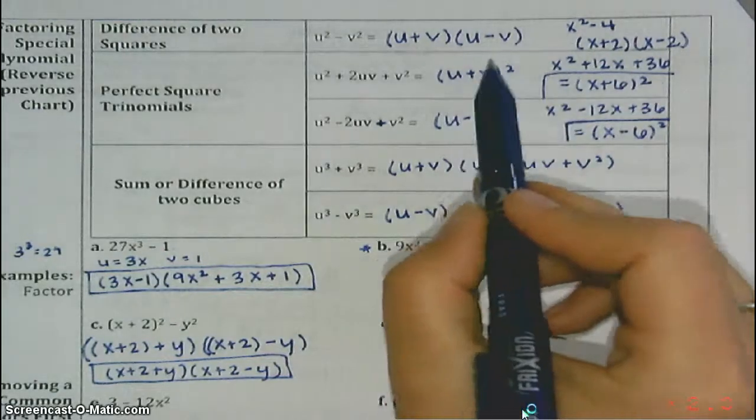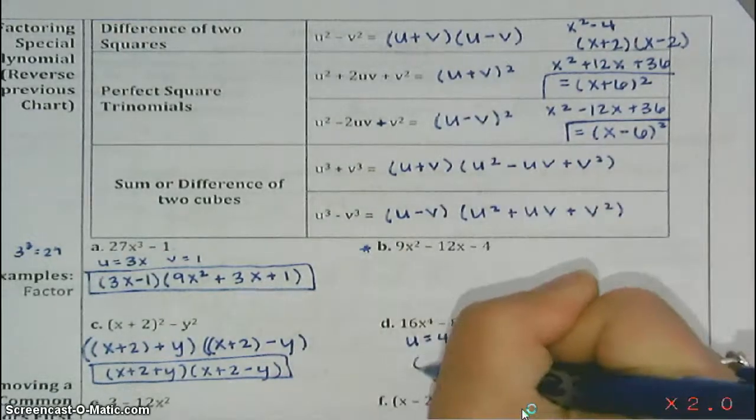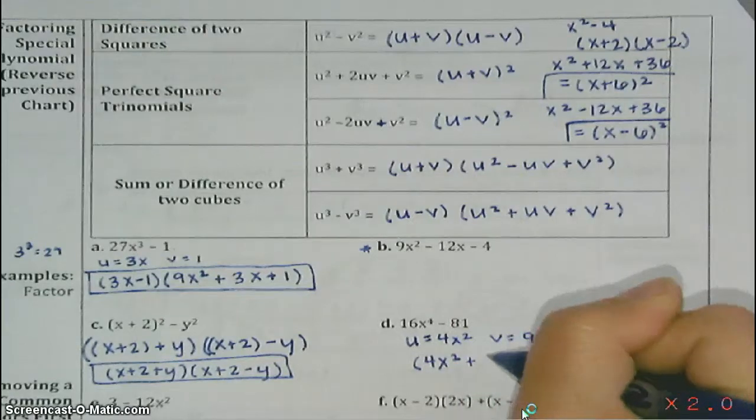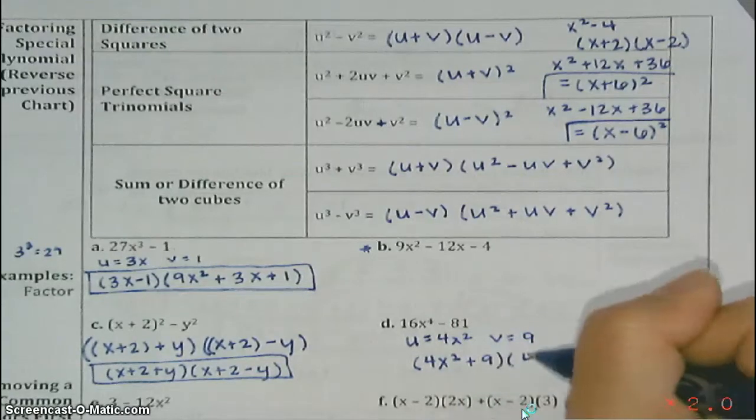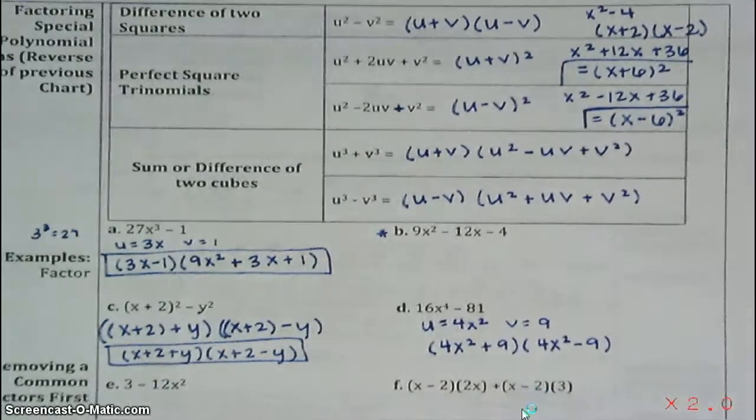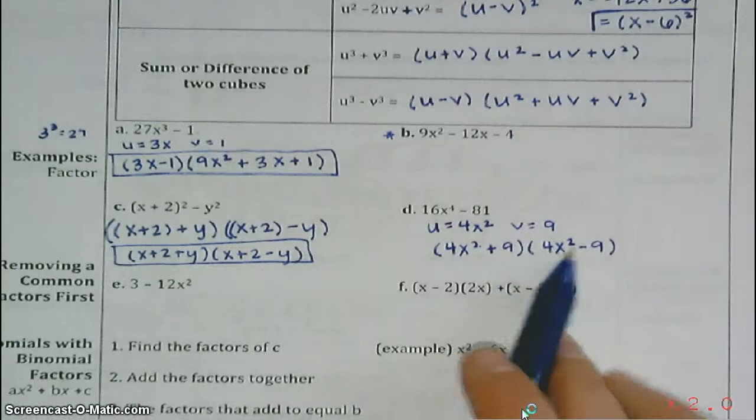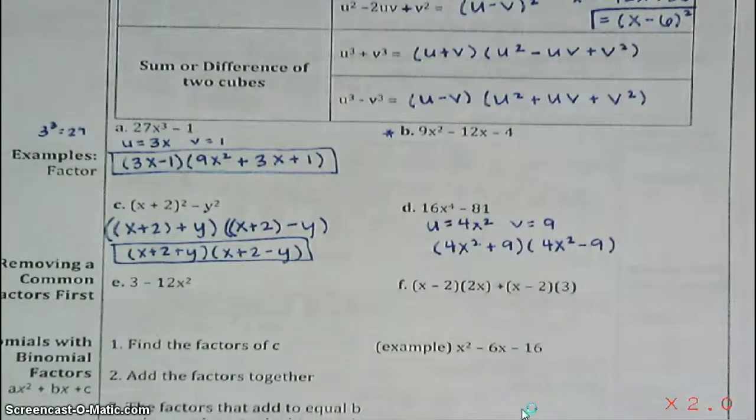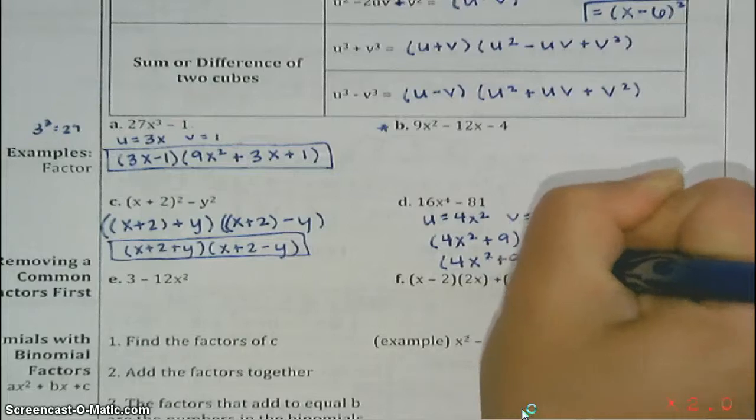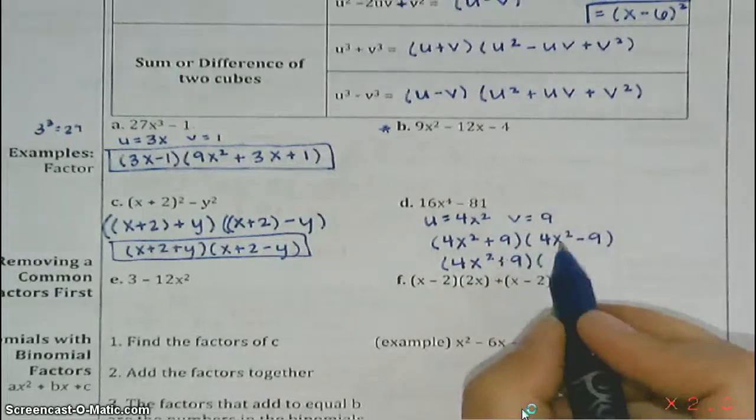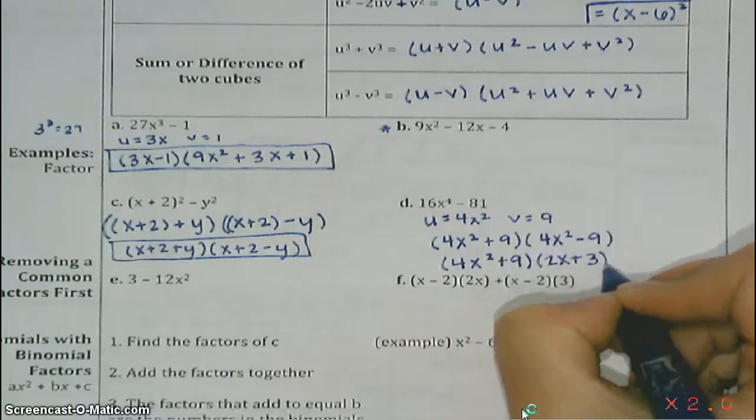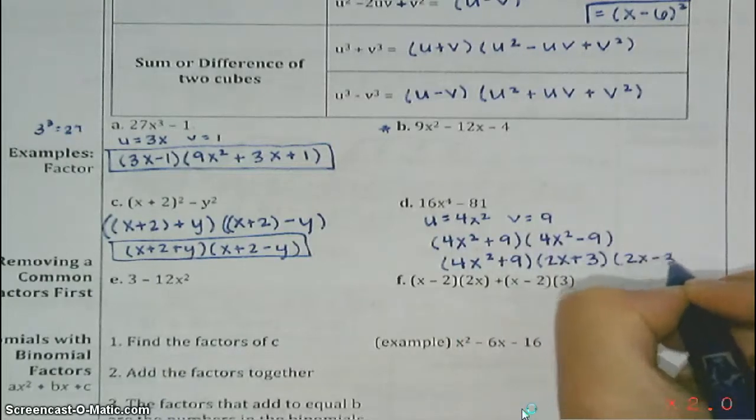So following the second half of the first property, we're going to have 4x squared plus 9 and 4x squared minus 9. This is kind of special because the second part is also the difference of 2 perfect squares. So let's go ahead and factor it one more step. So the square root of 4x squared is 2x, so this is going to become 2x plus 3, 2x minus 3.